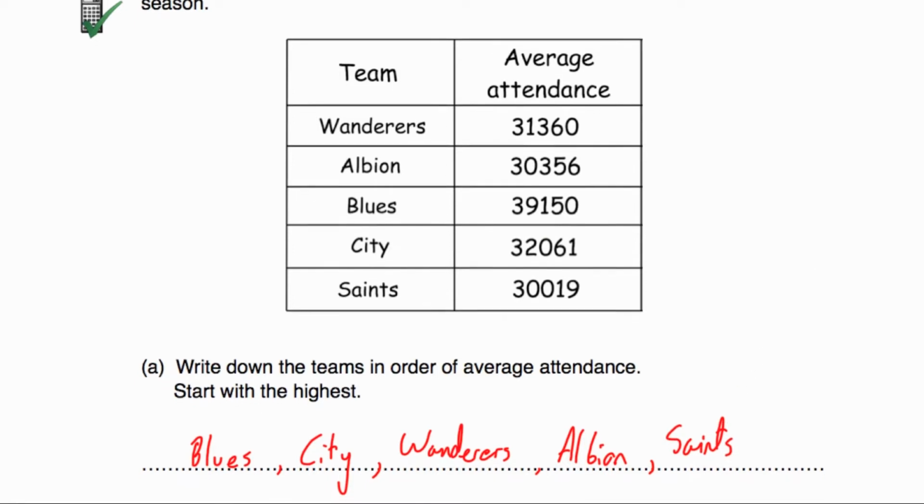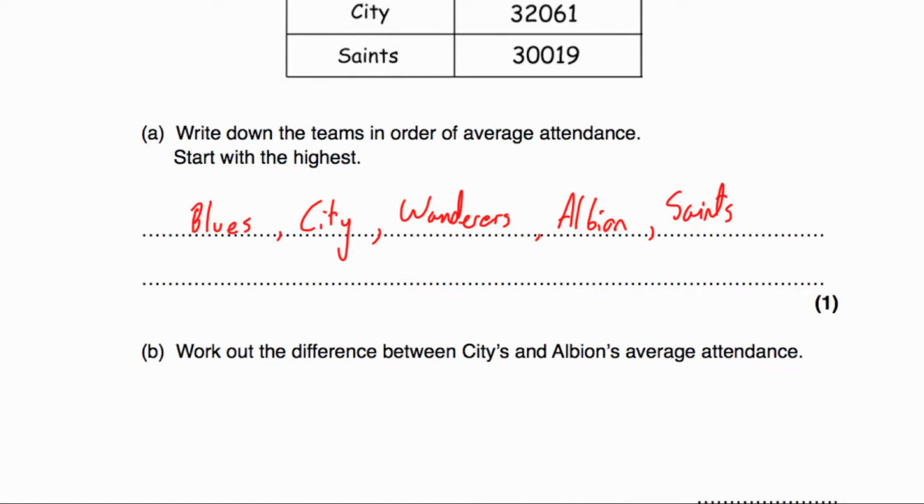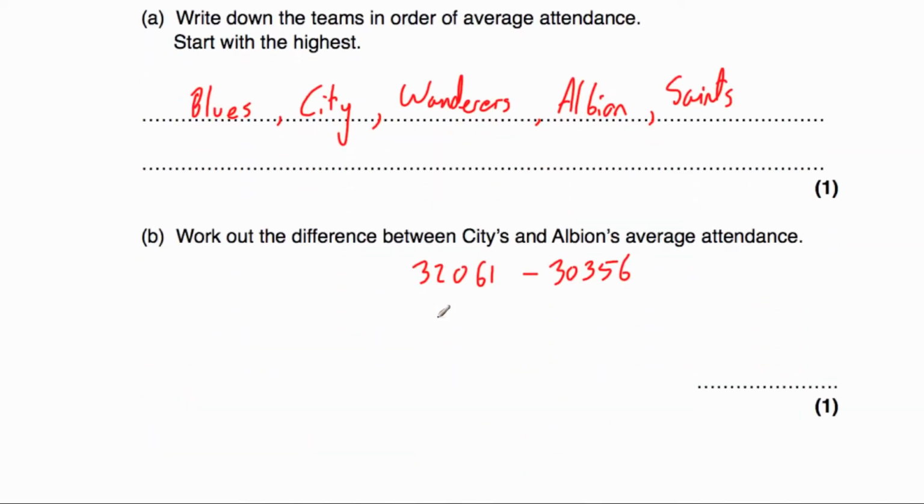Okay, part B. This is a calculator question, and part B says work out the difference between City's and Albion's average attendance. City's average attendance was 32,061 and Albion's average attendance was 30,356. We've been asked to work out the difference. That's what we get when we take them away from each other. We're going to do 32,061 take away 30,356. And when we do that, we get 1,705. And that's it. We could have lined them up and used the column method, but because it was a calculator question, I've just done it on my calculator.